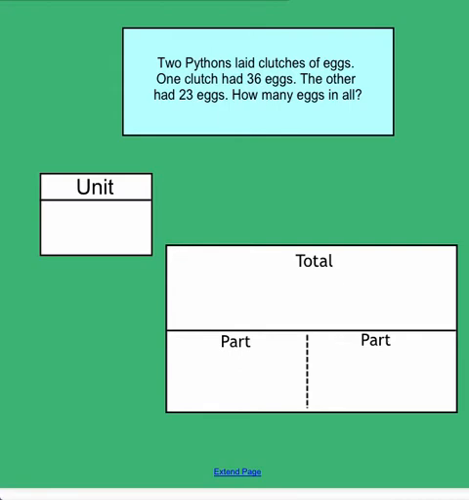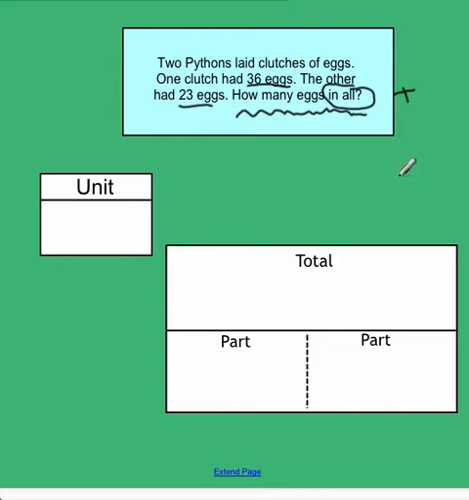Step 1, think about what we already know. We know that one clutch has 36 eggs. We know the other has 23 eggs. Step 2, think about what it is I'm trying to figure out. I'm trying to figure out how many eggs in all. Ooh, notice we have one of our key words here. In all. That tells me I will need to add.